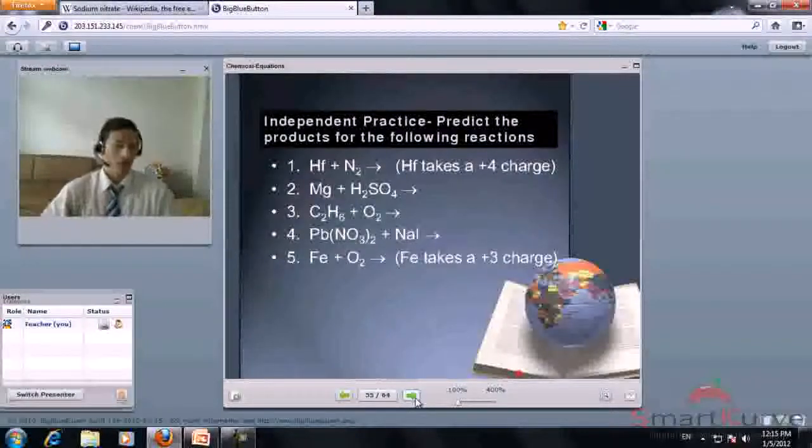Independent practice. Here you can practice that on your own. Predict the products for the following reactions. Remember to use what we've learned.